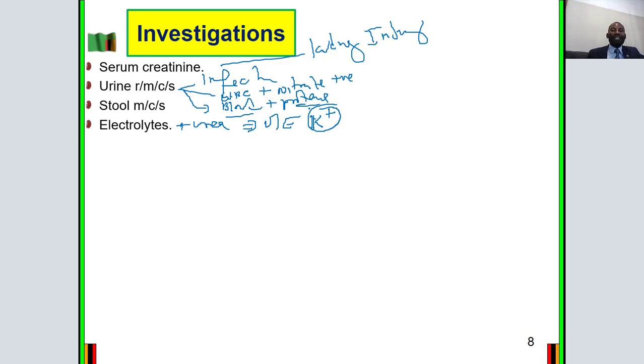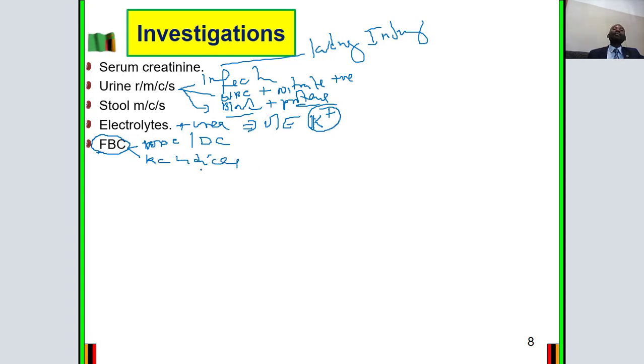What else am I going to look at? Full blood count. This is very important. When you're ordering this, don't just waste all those parameters that are on the full blood count results. So I have to think of WBC, the white blood cell, even the differential count. I also need to look at the red cell indices.